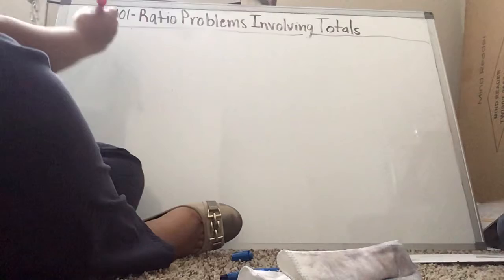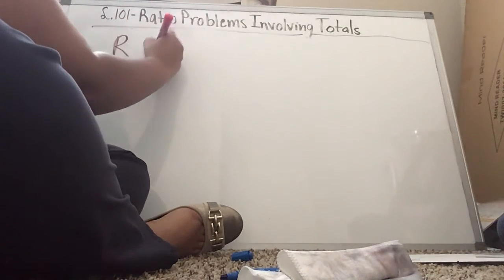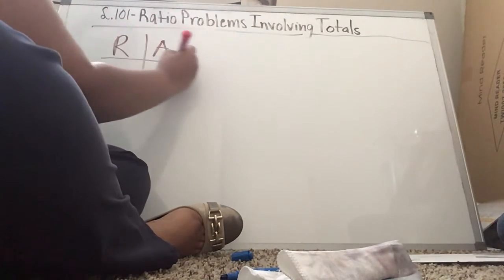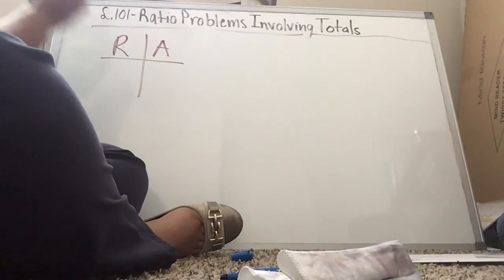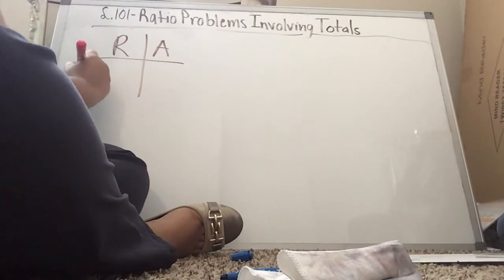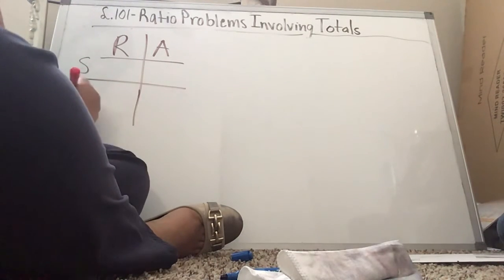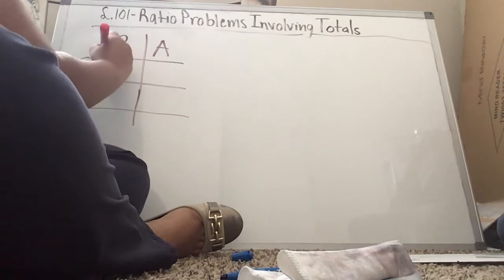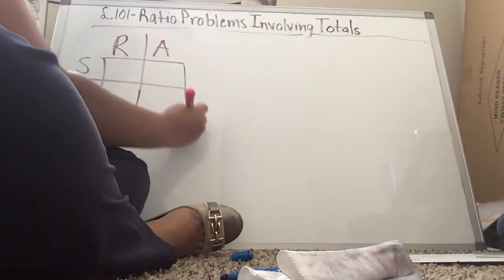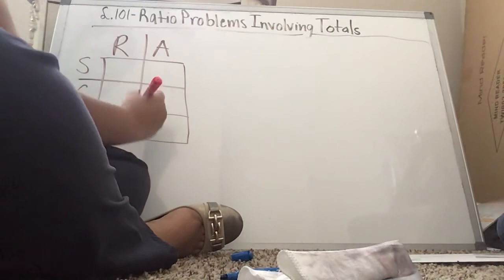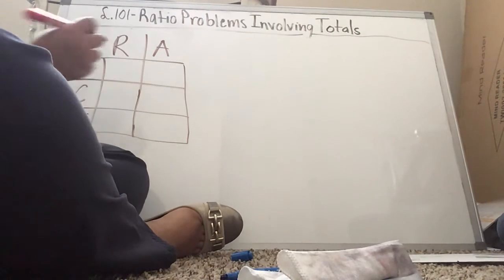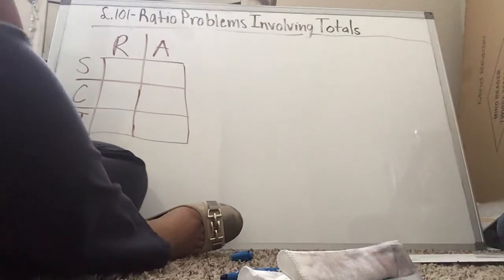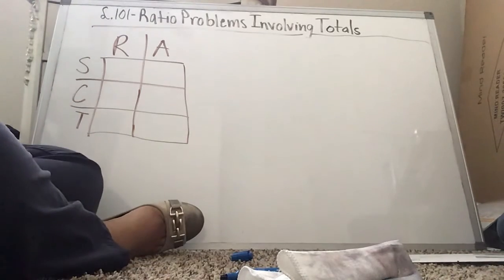We are comparing sparrows to crows. And then I'm just going to use T for total. Just shorthand. T for total. All right. And let me move back so you can see. There we go. Let me read the problem.